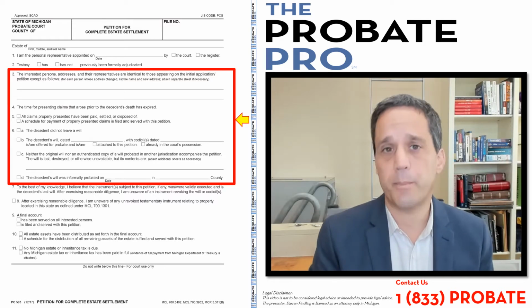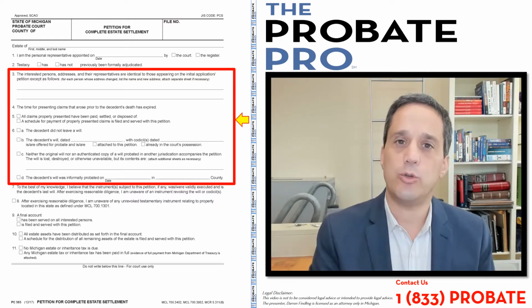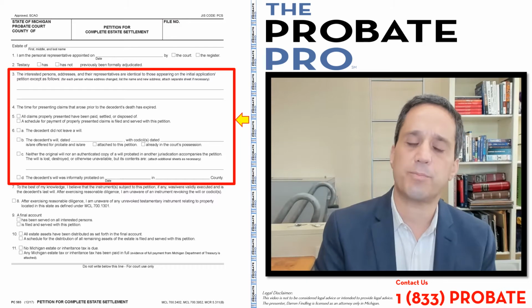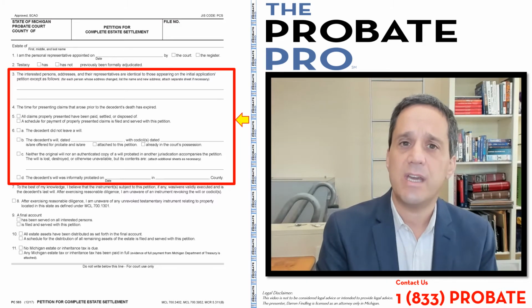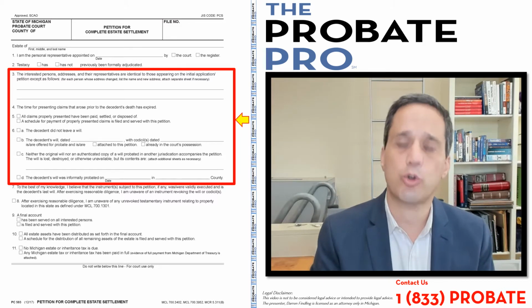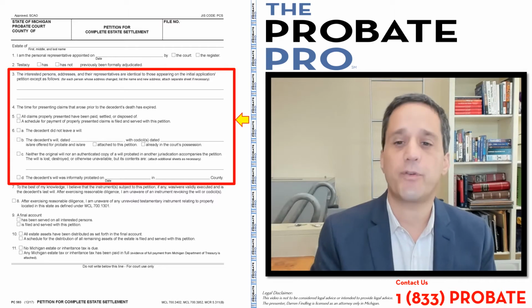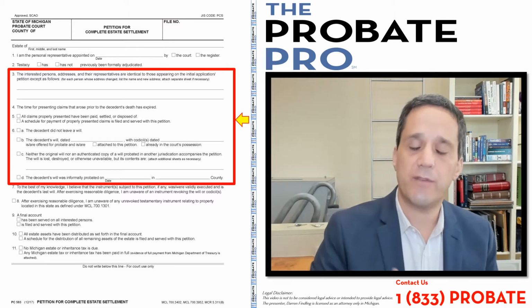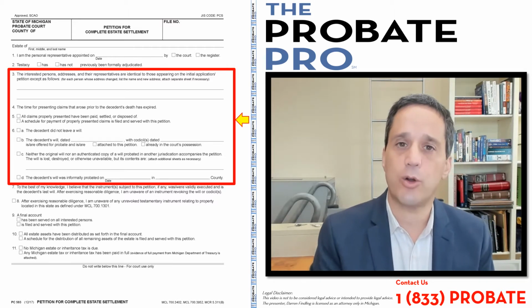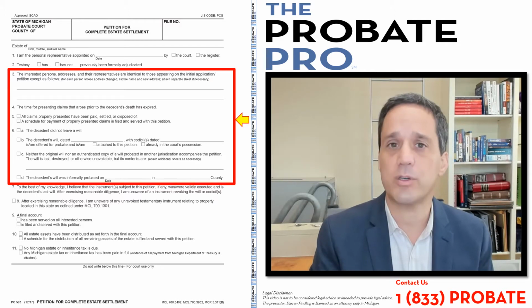Section 4 is really an important section. They won't let you close the estate, of course, until the time for presenting claims has expired. And we're talking about creditor claims. Again, for known creditors, you are going to give notice directly to the known creditors through the notice to known creditor statute.